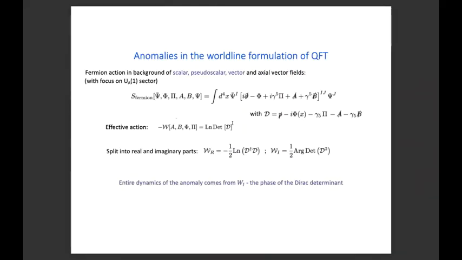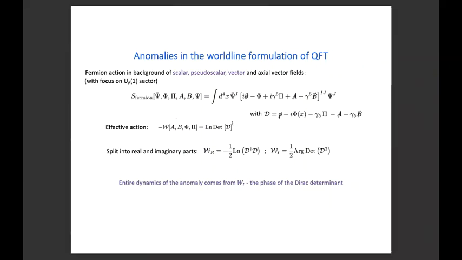Okay, so returning to the Worldline formalism. So what do you do? Here's a fermionic action in terms of Dirac fields. Now imagine that these are coupled to scalar, pseudoscalar, vector, and axial vector fields in general, where D is a covariant derivative now in the presence of these scalar, pseudoscalar, vector, and axial vector fields.